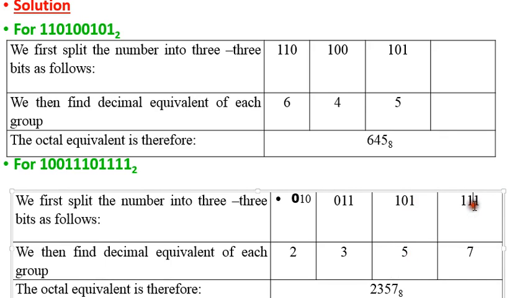But if you look at this, I have everything. This one multiplied by 4, the next one multiplied by 2, and this one multiplied by 1. So 4 plus 2 plus 1 should give me 7. If you arrange these numbers, it will give us 2, 3, 5, 7. As you can see here, 2357 base 8. Therefore, we have changed this number into an octal, which is base 8.